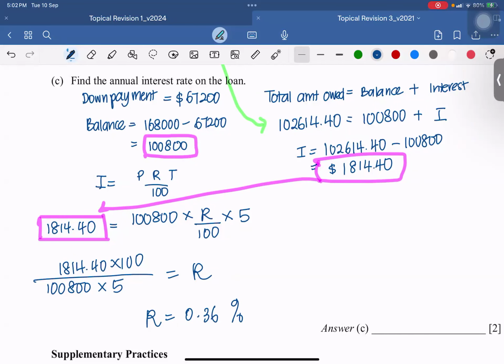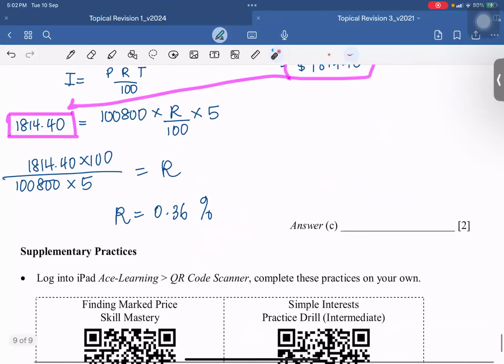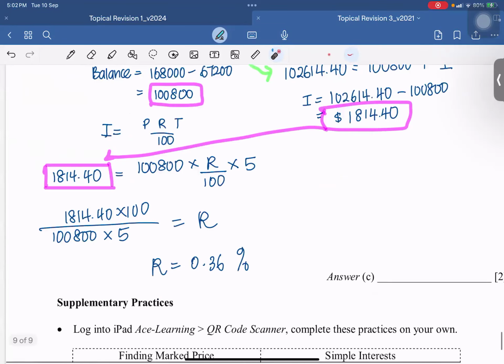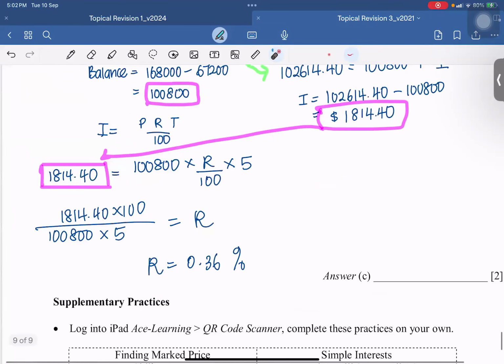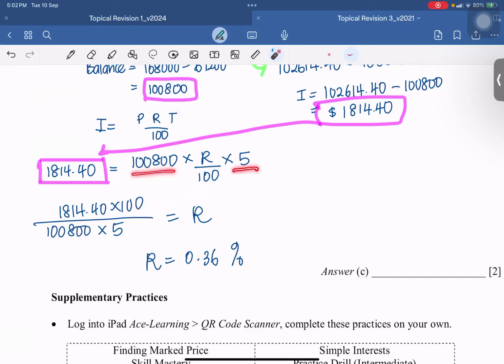This question needs an asterisk down here. We have to work backwards to find the answer. Use your total installment that you have paid, subtract off the balance, and you get the interest. Or as in my previous part, the additional cost is actually the interest, which we have found also. Then plug it into the formula I equals PRT over 100. Get rid of 100, get rid of the numbers, then you get your answer.